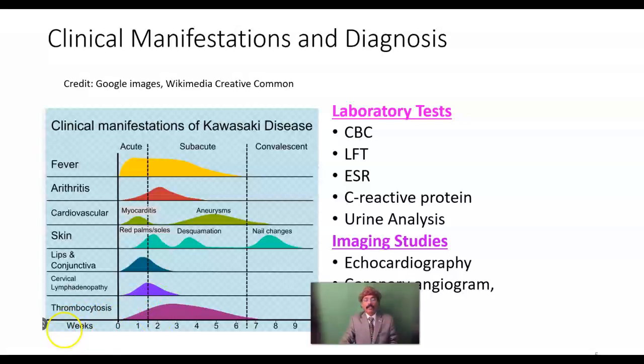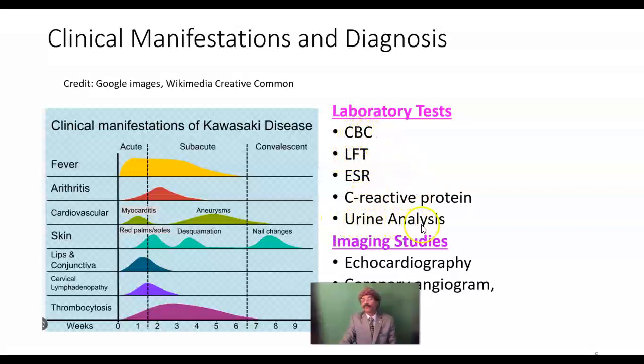So this is the week here, and this image has been taken from Wikimedia Creative Commons. So acute stage, subacute stage, and convalescence stage. During that time, there will be nail changes. How can I diagnose this patient? Laboratory test, complete blood count. Again, we'll see anemia, leukopenia, thrombocytosis. Liver function test: yes, there may be elevated enzyme levels, but the plasma albumin level is low. ESR is very high, maybe 50 to 60 millimeters in the first hour. There will be a high level of C-reactive protein. So these two are very important, plus liver function test and complete blood count.